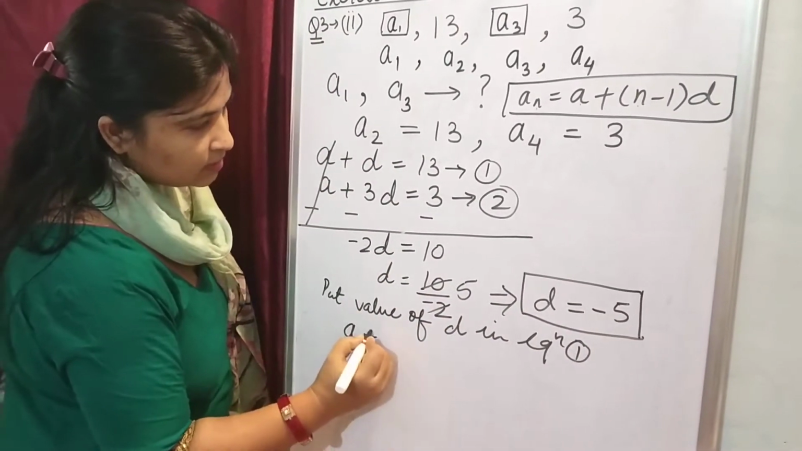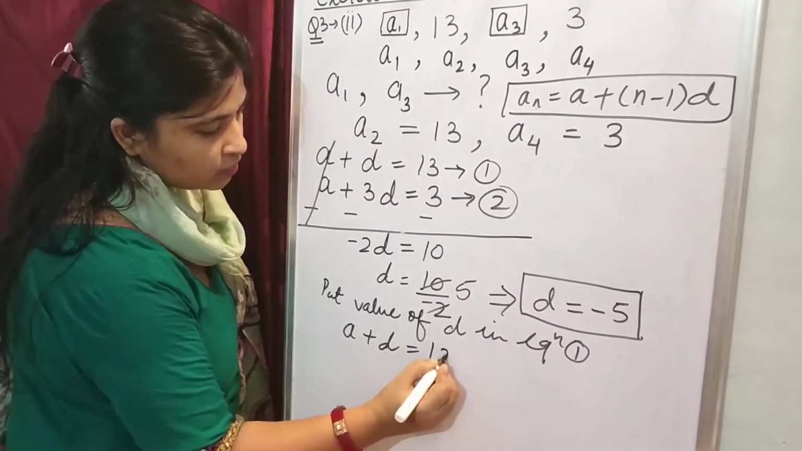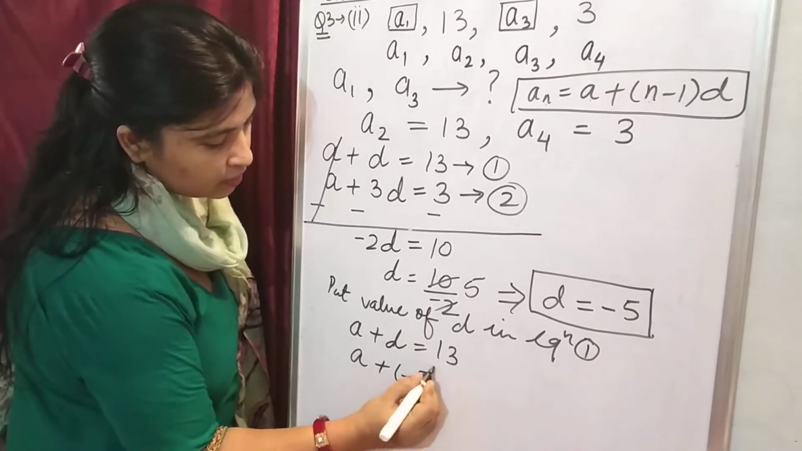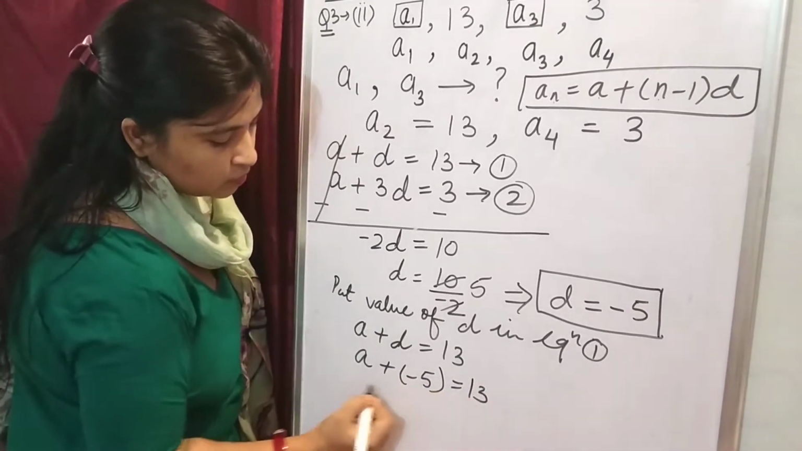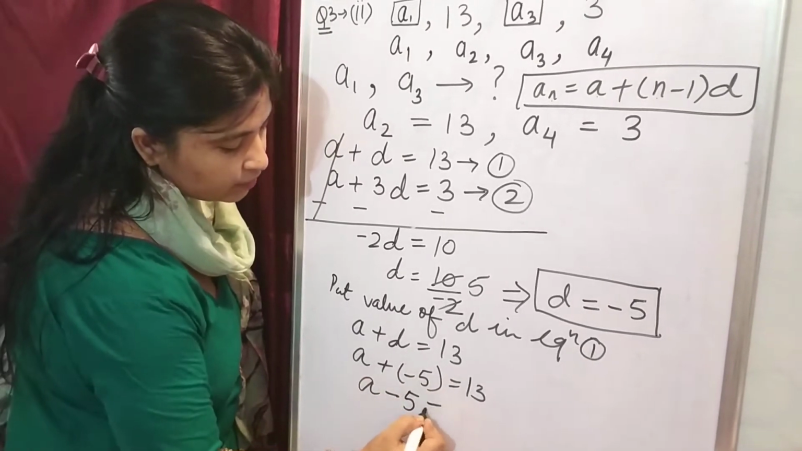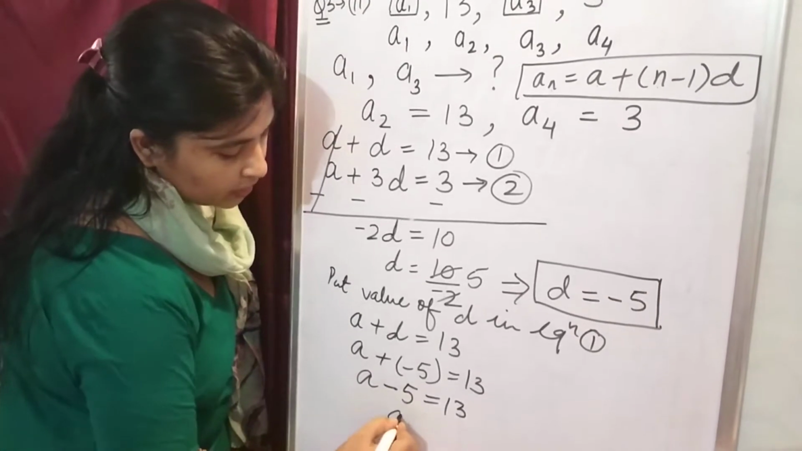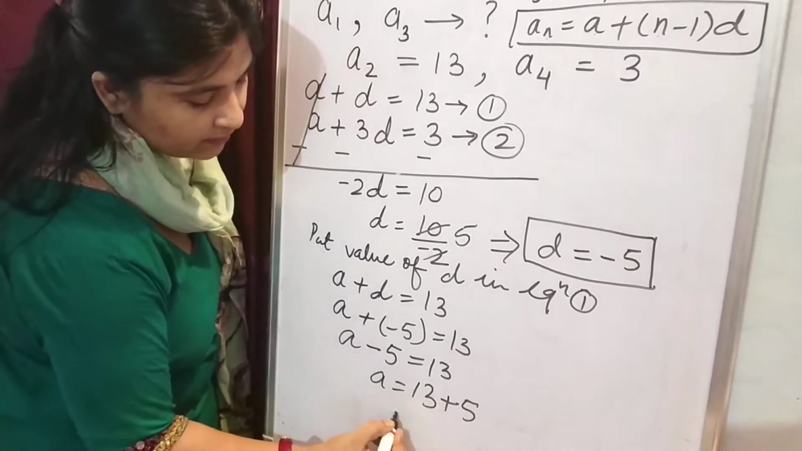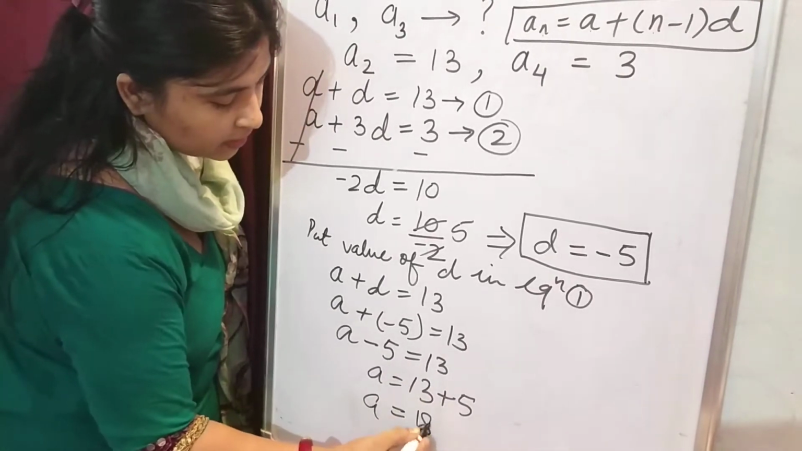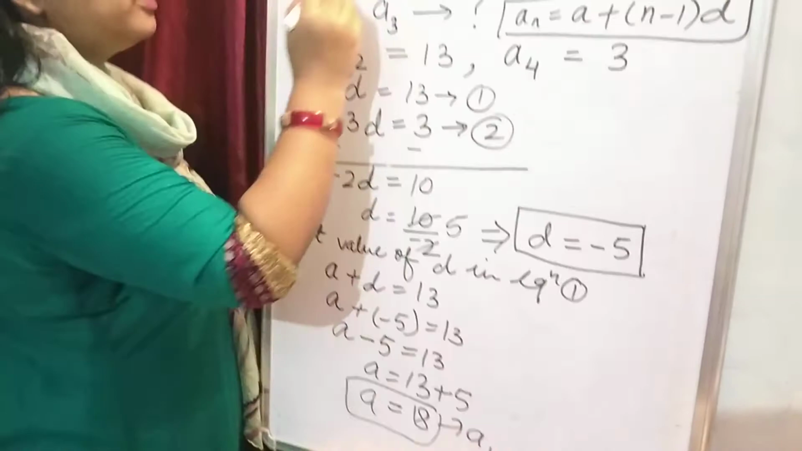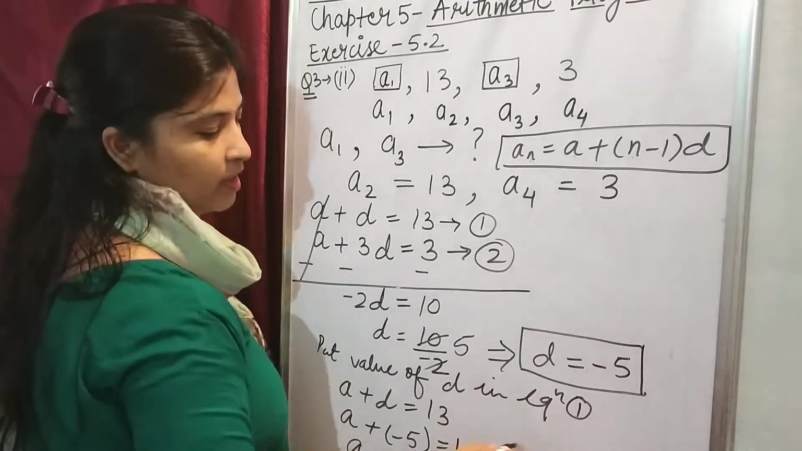So A plus D is already 13. In place of D, can I write minus 5? That is equal to 13. Solve this. A plus (minus 5) equal to 13. So your A is 13, and minus 5 will go to that side as plus 5. So now A has become 18. So what is your A? A is your A1. So your A1 will be 18.